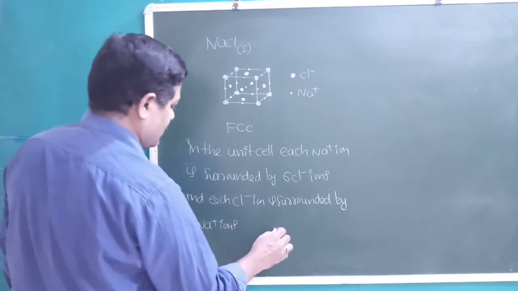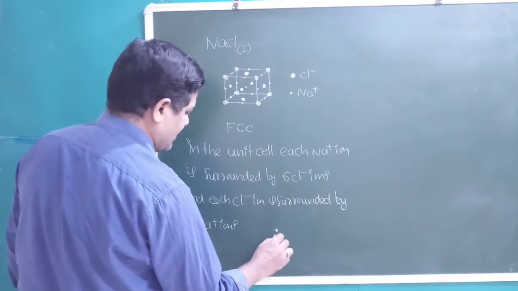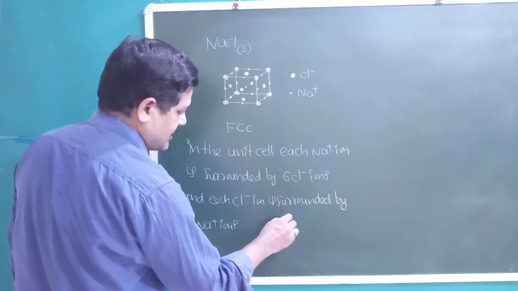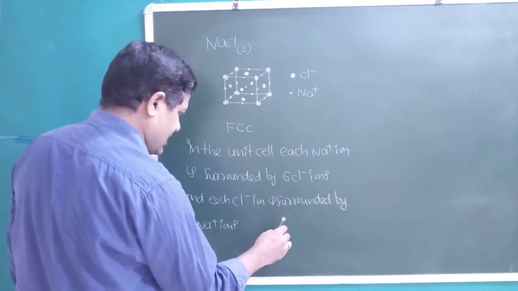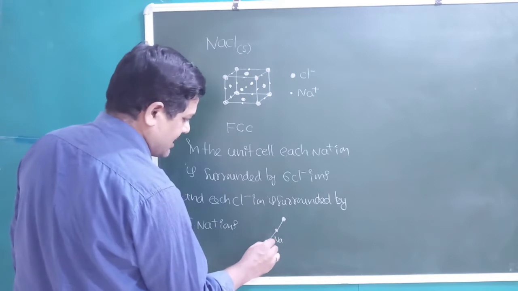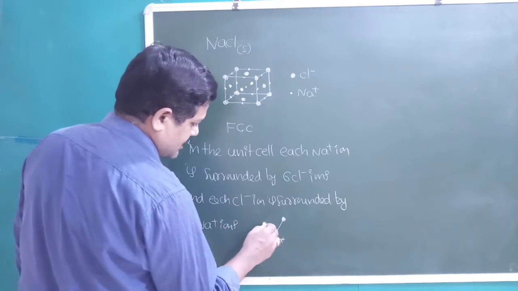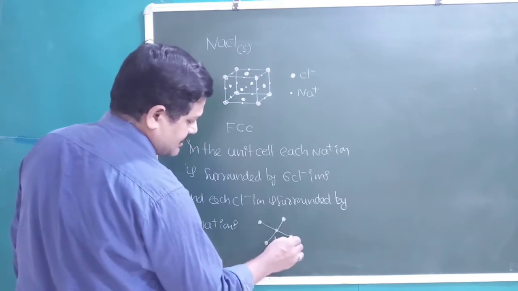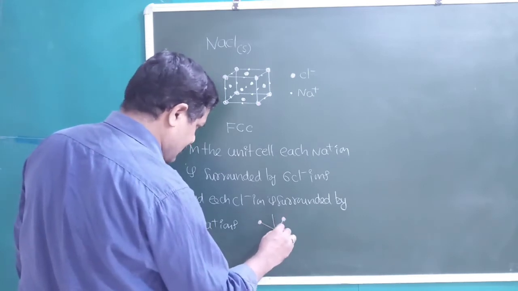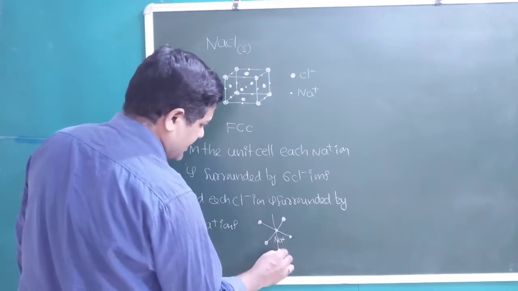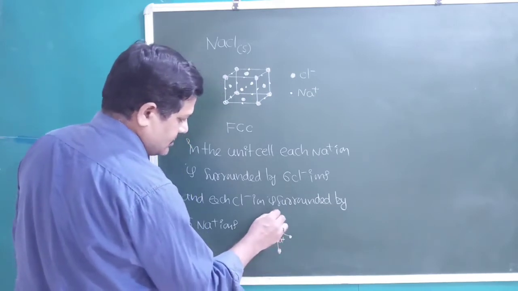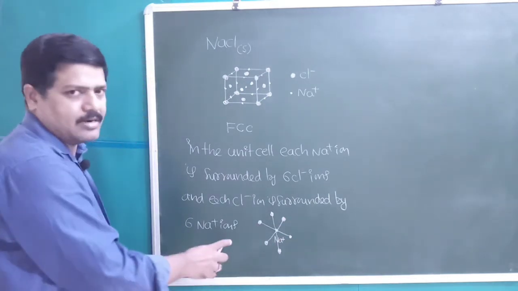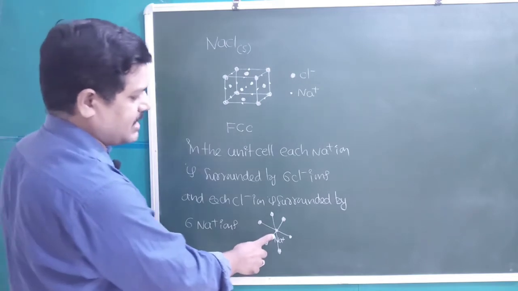Students, when we consider a particular Na plus, it has a force of attraction equally from the 6 Cl minus ions. Each Na plus ion is surrounded by 6 Cl minus ions, and the force of attraction is equal in all directions. So that's why ionic bond is called a non-directional bond.